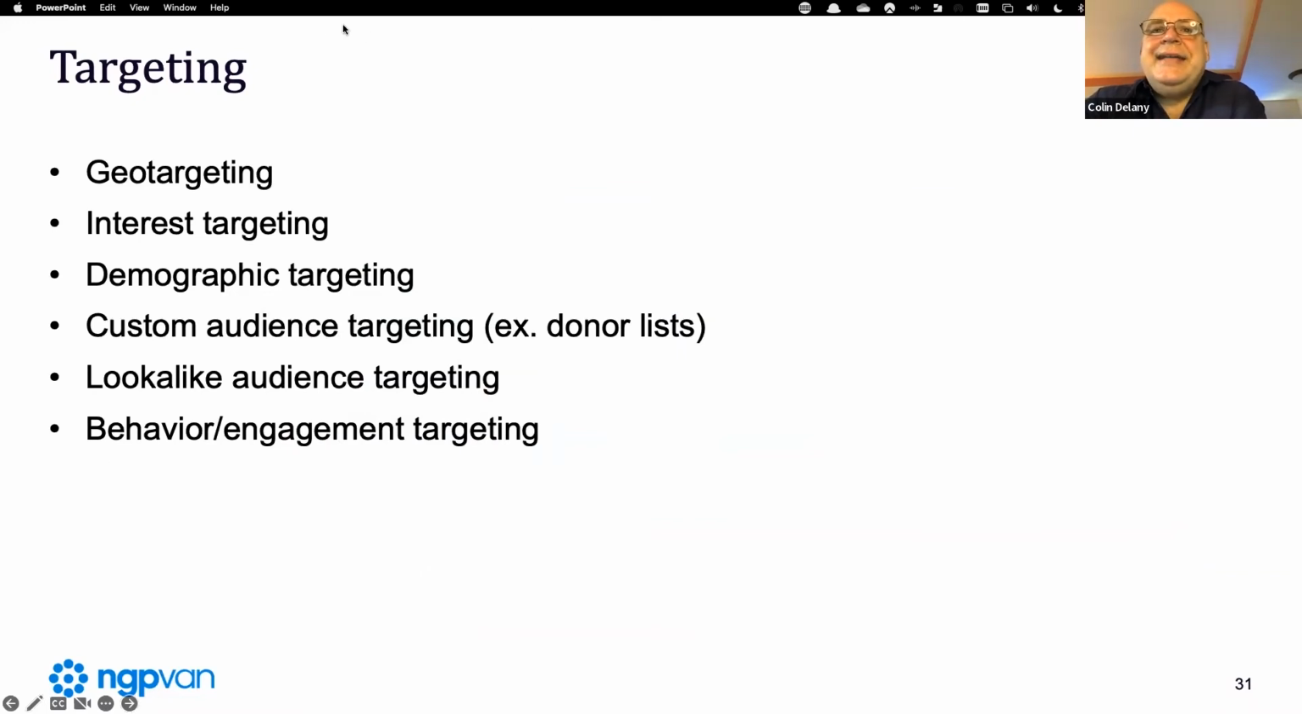So let's talk about ad targeting. You've got the two different options there, right? Ad linking to an action on your site versus lead gen ads. But what kind of targeting are we going to do? Well, we might be geo-targeting. That's pretty straightforward. It's the same way that a campaign might geo-target its TV ads to the right district. You might be trying to reach donors in a particular area or volunteers in your district where you're running.